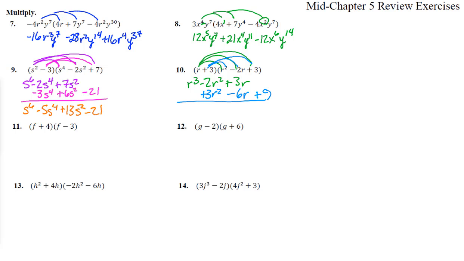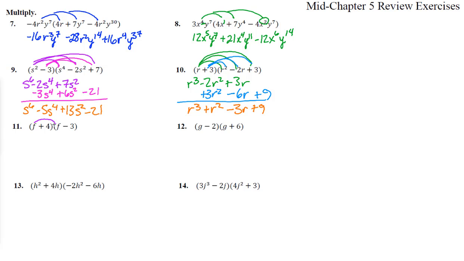All right, and the answer then when we combine the terms, notice we did a binomial times a trinomial. 2 times 3 is 6. We had 6 terms before the simplification started. R cubed plus 1r squared minus 3r plus 9. Number 11.